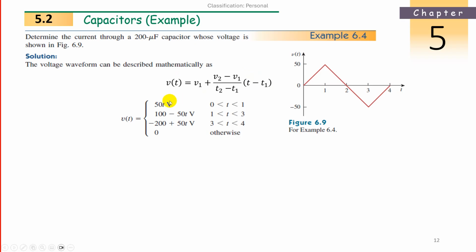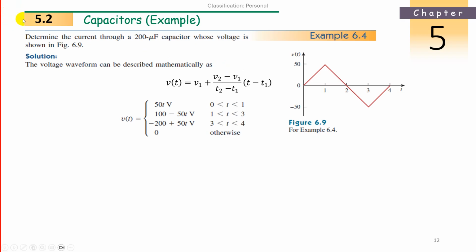Now multiply. How much here? Plus 50 times t, so plus 50t. Now plus 50 times 3, minus 3, so minus 150.